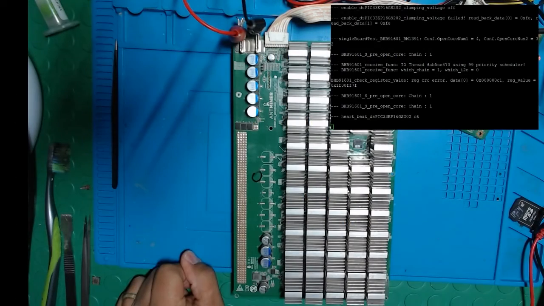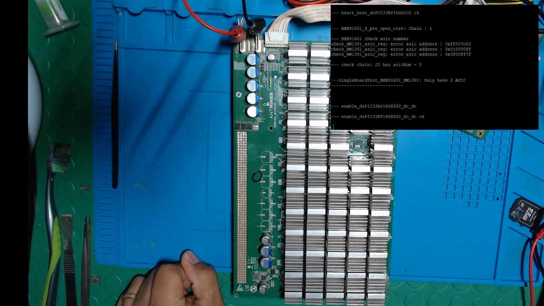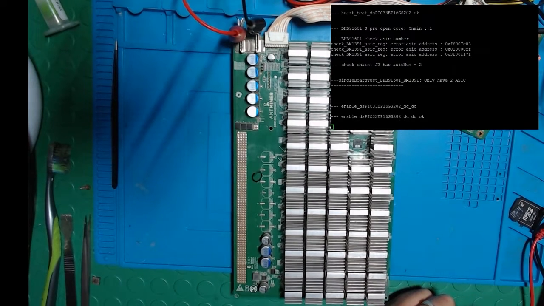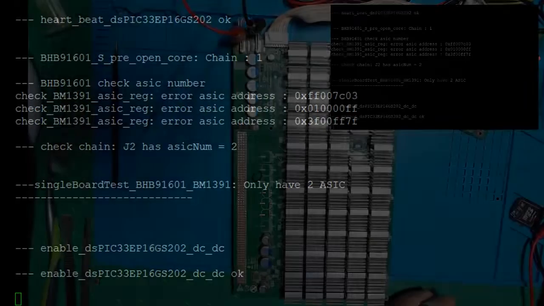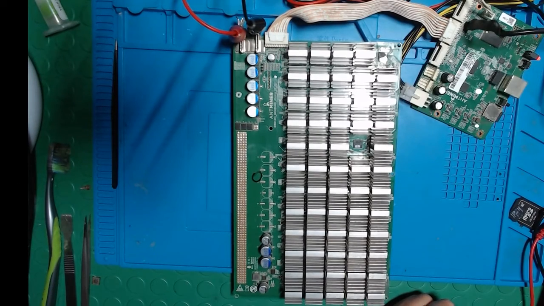So let's run the test and see what is going on. And we have two ASICs, so we got back the RI signals. So let's focus on chip number 2. Let's measure the test point signal.